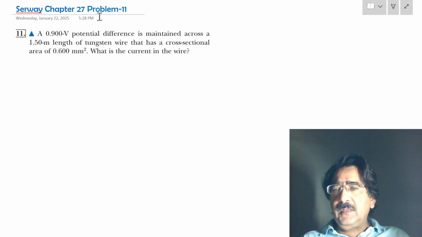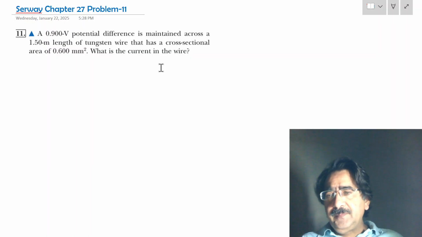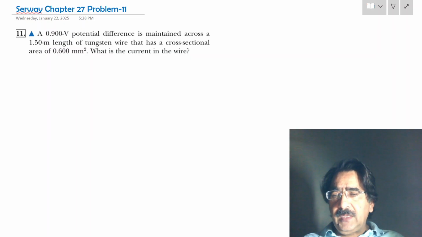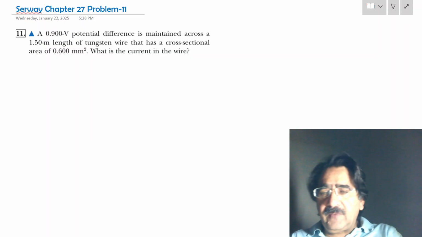Now I will discuss the solution of problem 11 from chapter 27 of the book Serway. Problem 11 is that a 0.9 volt potential difference is maintained across the 1.5 meter length of tungsten wire that has a cross-section area. And what is the current in the wire?